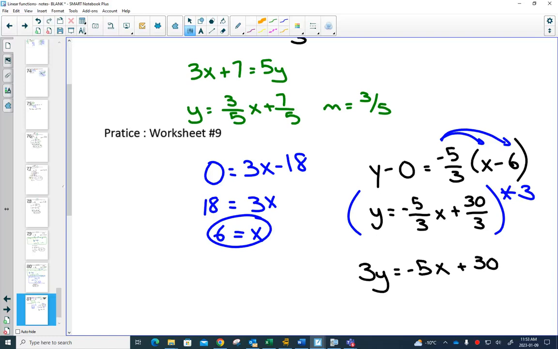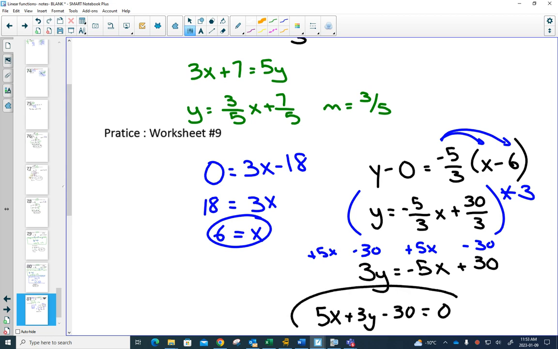Is this in general form yet? No. We need one side equal to 0. Can you see that my value in front of x currently is negative? So I'm going to move everything to the left-hand side. I'm going to add 5x to both sides. I'm going to subtract 30 on both sides, leaving me with 5x plus 3y minus 30 equals 0. Circle that as my final answer. And we are officially done this unit.